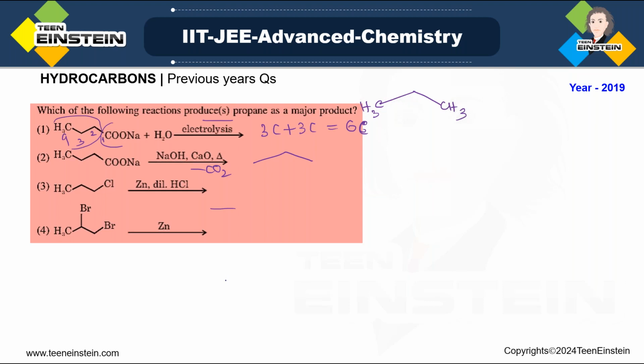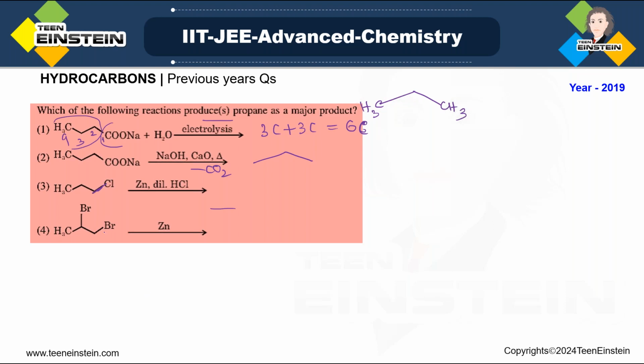Then the third reaction is, you have chloropropane, 3 carbon, then chlorine. Now when you treat it with Zn and dilute HCl, Cl will be replaced by H. First what happens, Zn is inserted between this carbon and halogen, and then it is removed, and in that place of ZnCl, hydrogen will come. So this will also give you correct result.